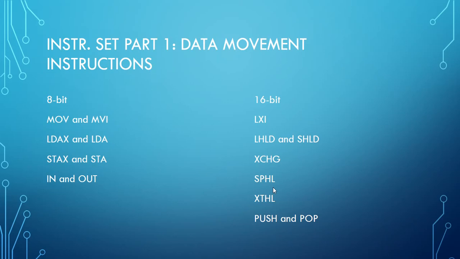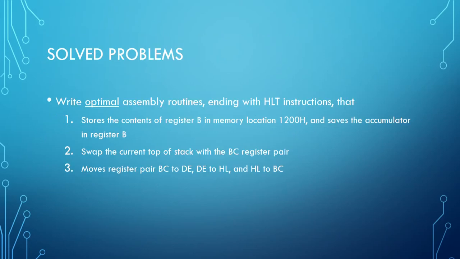SPHL is basically going to put H and L into the stack pointer. XTHL is exchange the top of the stack, remember, that's what the stack pointer points to, with H and L. And then PUSH and POP are going to be the main instructions involving the stack, in which we add or remove items from the stack and change the stack pointer accordingly.